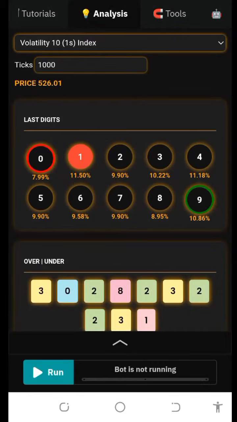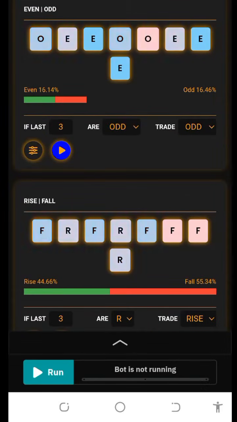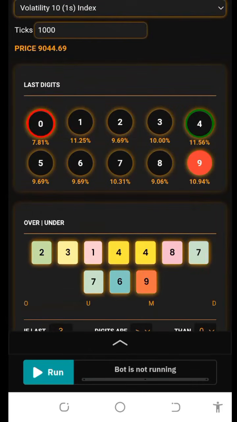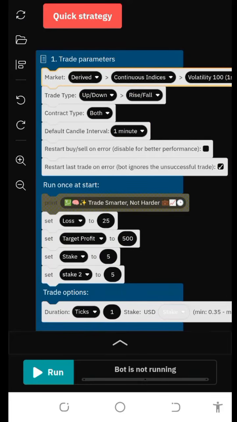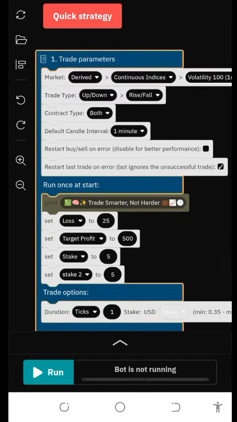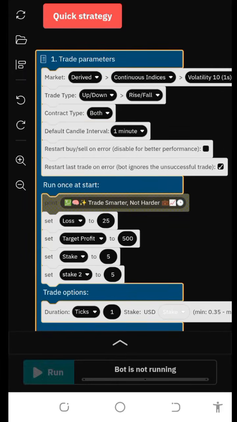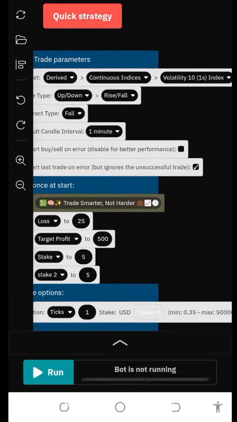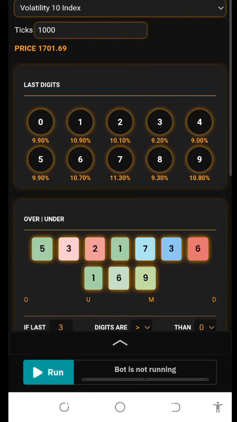So you keep scouting like that, scroll down, and here we can see fall at 55%. So there's a possibility that we could trade this. That is volatility 10-1s. Come to the bot side, adjust volatility to 10-1s, and for the contract type we are taking a falling trade, and everything else is as per the way you had set it.